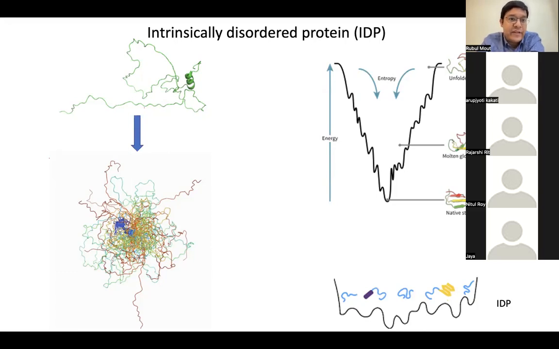They do so many different things inside our bodies, and those proteins are called intrinsically disordered proteins.